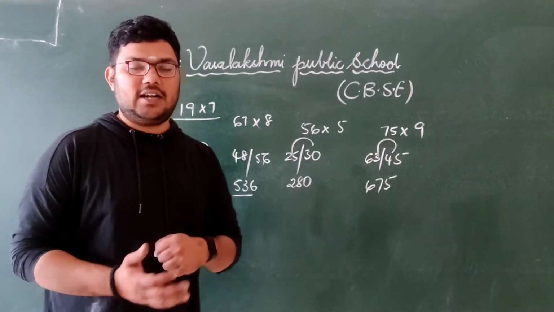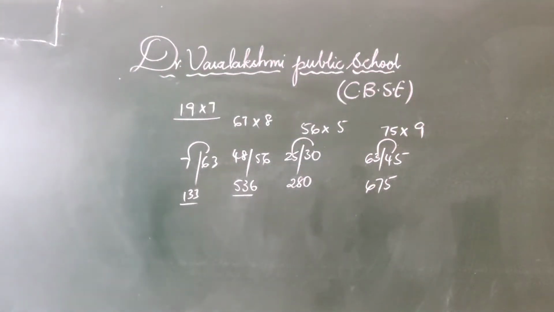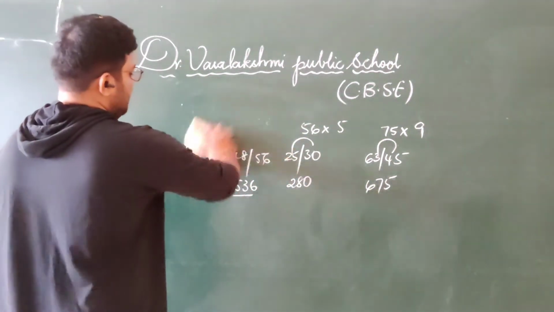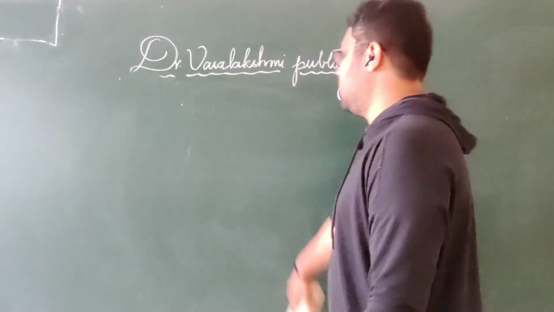So let us see the next one. Now we multiply 1 digit with a 2-digit number, 3-digit number.